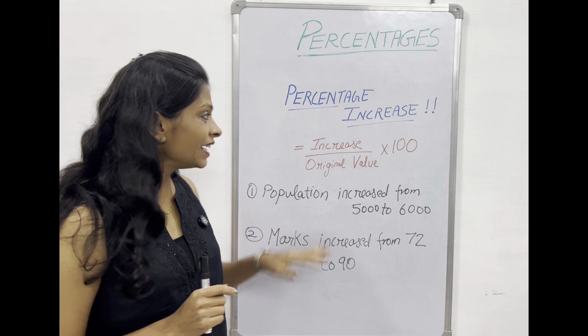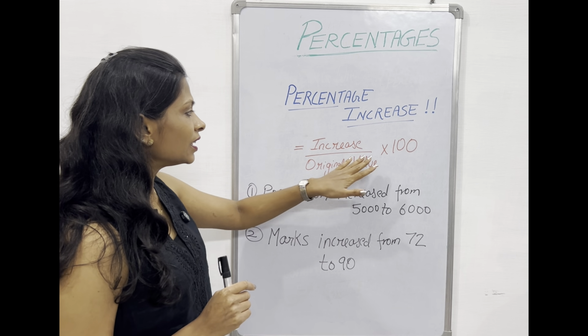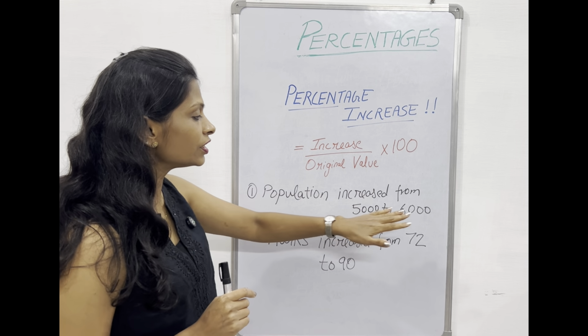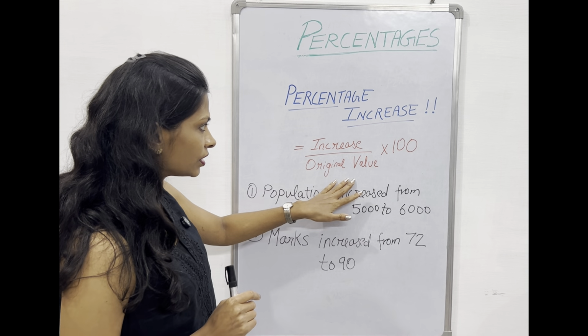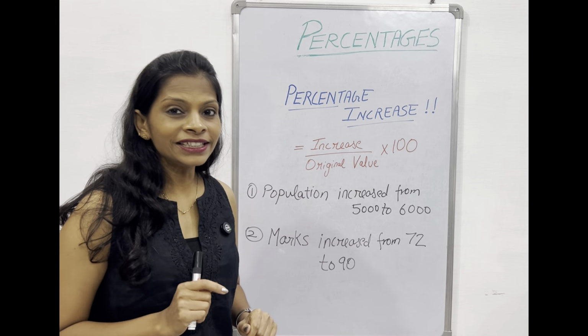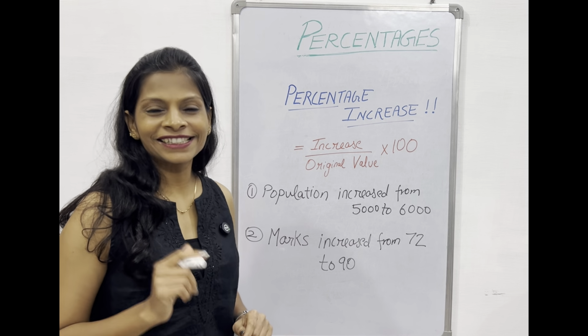But before you pause, remember the formula that percentage increase is the amount that is increased, found by taking the difference between the new value and the original value, divided by the original value times 100. Avoid the mistake of dividing it by the new value. You may now pause the video and start solving.